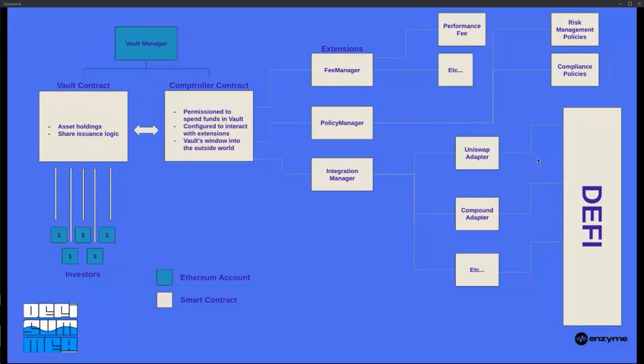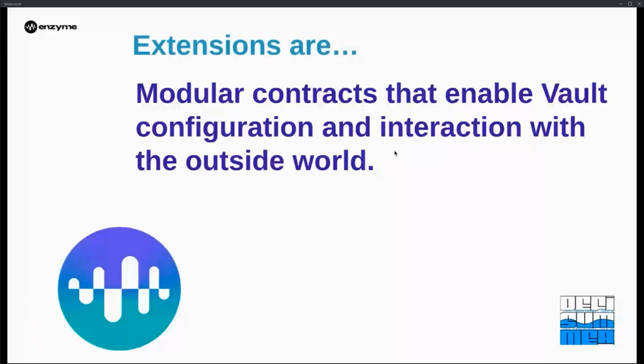Extensions and adapters are a class of infrastructure contracts that are shared by all vaults. So anybody who creates a vault gets access to these contracts. We'll go into the next slide. Extensions are modular contracts that enable vault configuration and interaction with the outside world.